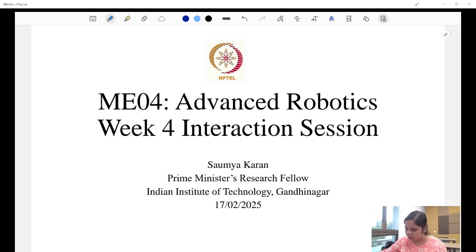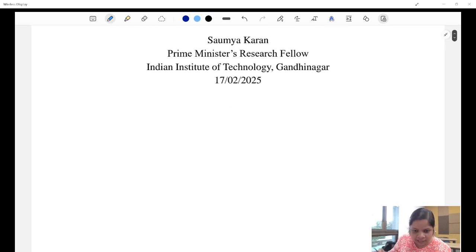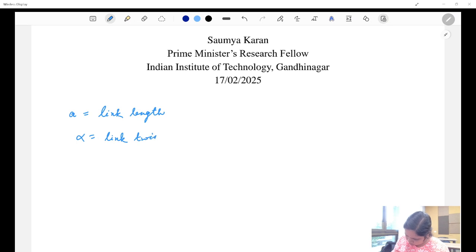Okay. Now, before starting, Sanjana has asked that theta is the link angle, but in the assignment it is marked wrong answer. May I know the right answer? I'll write it here. Of all the things that we had learned in DH parameters, a was the link length, right? Alpha was link twist. d was link offset.